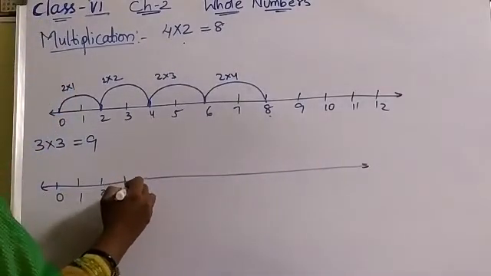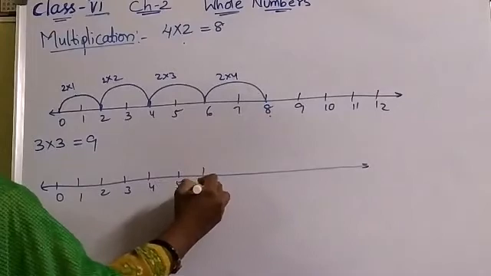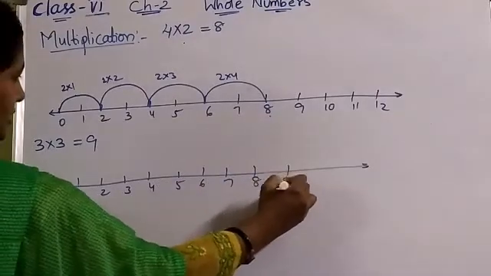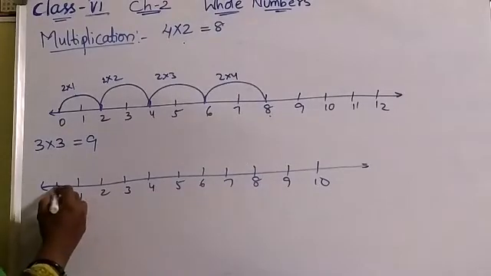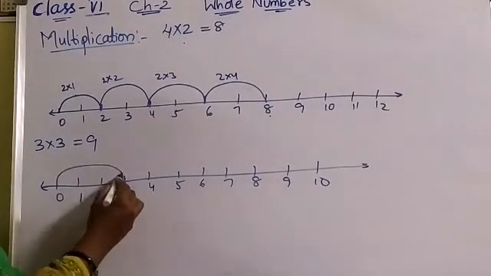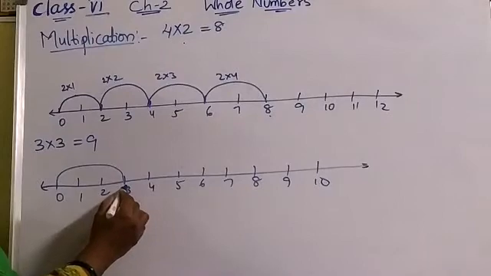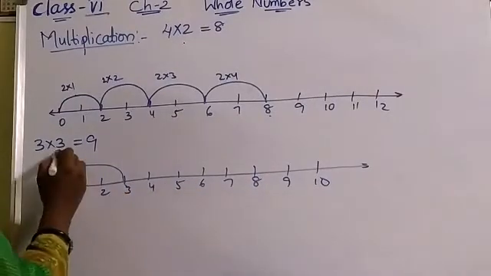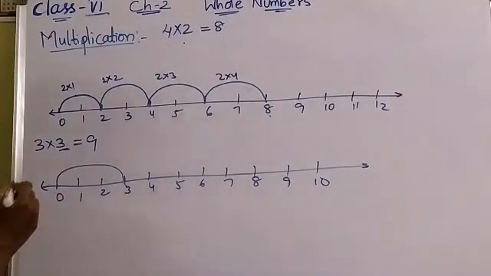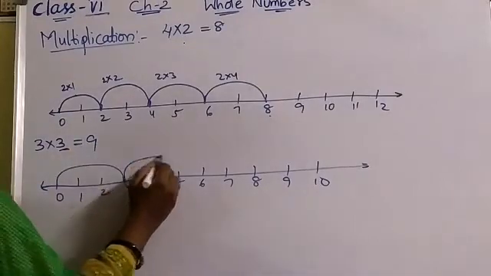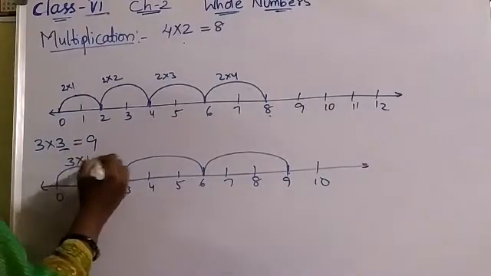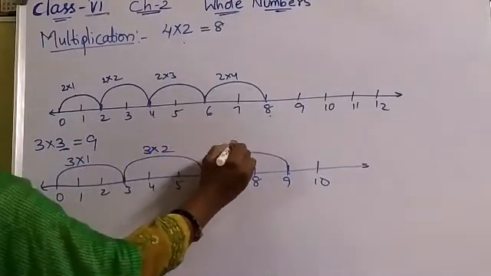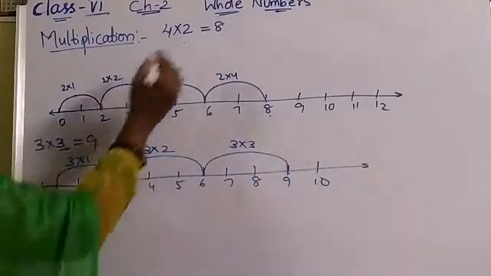0, 1, 2, 3, 4, 5, 6, 7, 8, 9, 10. Now, start from 0 and move 3 units to the right side, each time making 3 such steps because it is 3 into 3 here. Right? To reach 9. 3 3s are 9. 1, 2, 3. So 3 1s are 3, 3 into 2, 3 into 3.